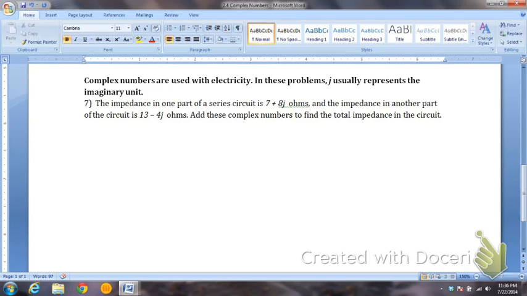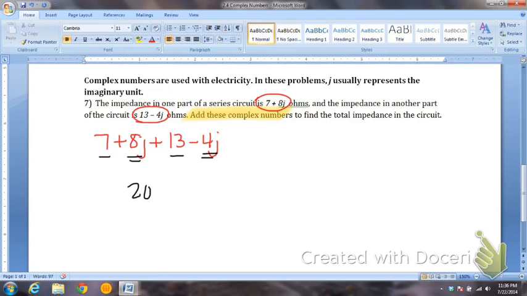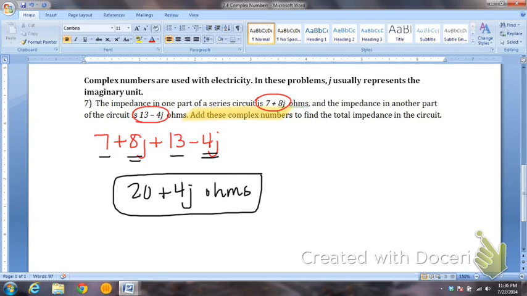If we are looking at this problem, the only thing they really are asking me to do is to do what? Anyone know? All they want you to do is add the complex numbers together. So all we're going to do is take 7 plus 8j, we're going to treat j like an imaginary number, plus 13 minus 4j. That's all we're doing here. This is not a bad story problem. 7 plus 13 is 20. 8j minus 4j is 4j ohms. That's it. See, story problems aren't bad.